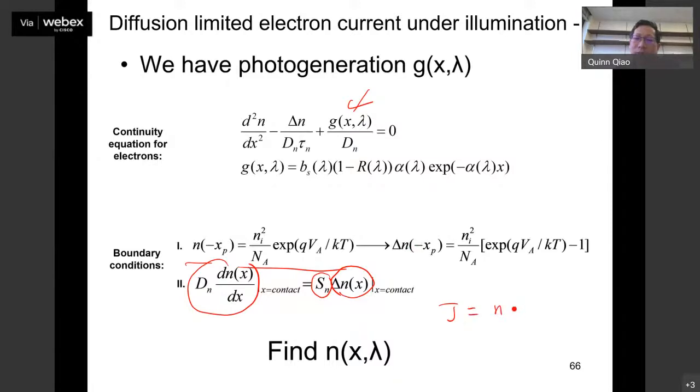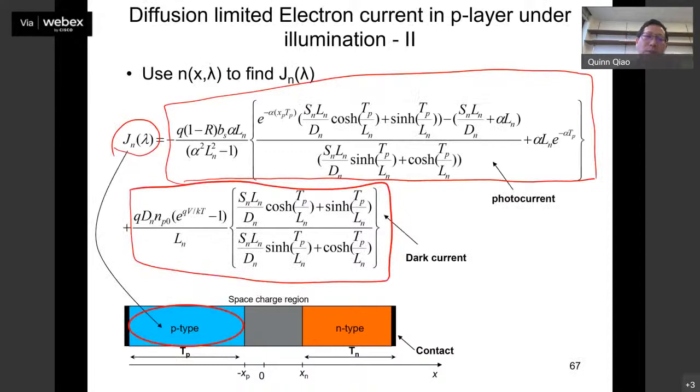from delta n, J_n equals what? q n mu E. So here, this n is basically delta n, and the electric field at given conditions you can know, or you can just put it as a variable. q is the elementary charge, mu is the mobility. When you figure out the delta n, you'll be able to find the current. We talked about this J_n in a previous lecture.